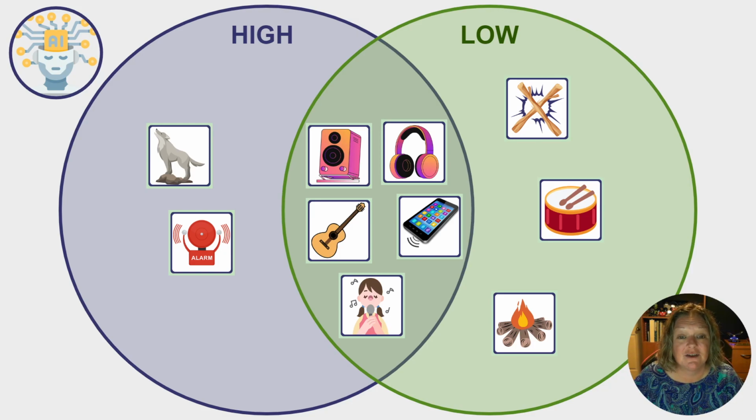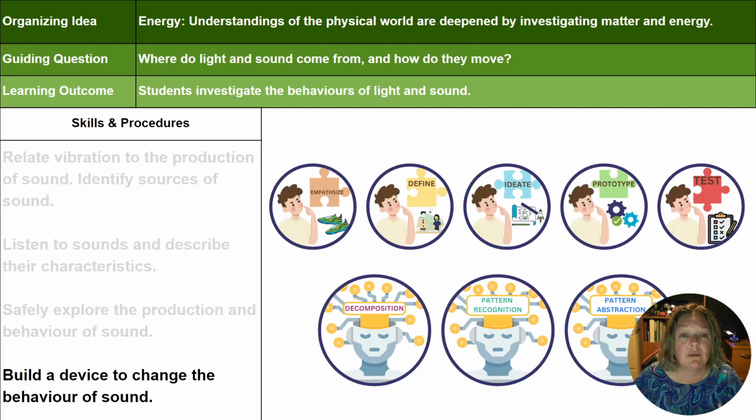Just by asking students to focus on characteristics, to talk about characteristics, to look for patterns, you're going to be building those computational thinking skills while you're also covering these other science topics.